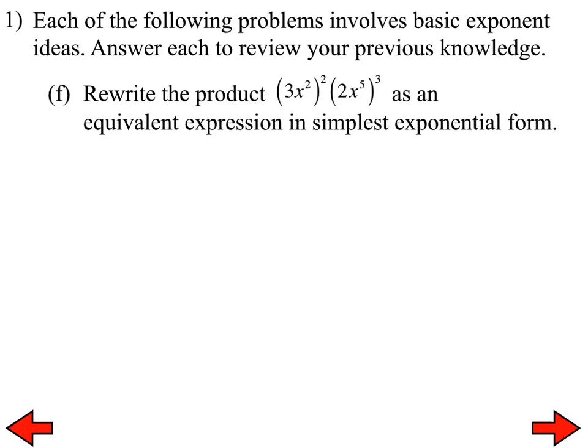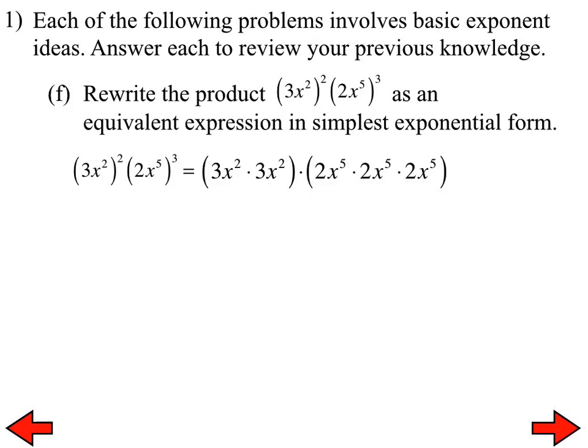All right. Part F. I would like you to try this one all the way through. So here's what I would do. First of all, I would start with extended products. So we have 3x to the second times 3x to the second. That comes from this part right here. And then we have 3 of these 2x to the 5ths, and that's where we get this part right here.